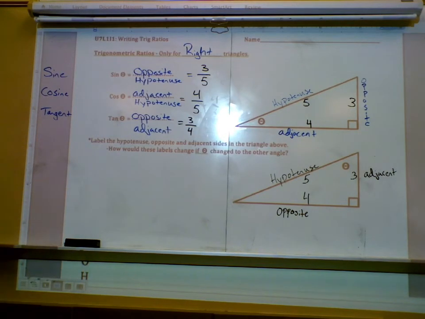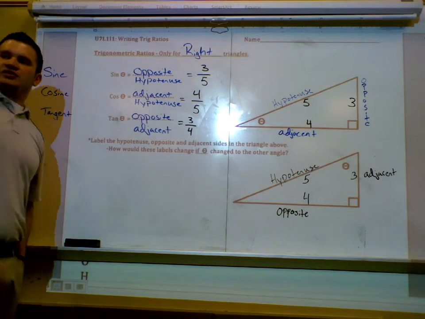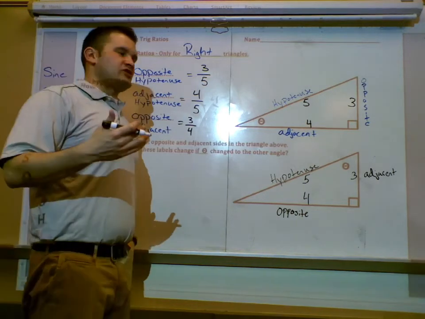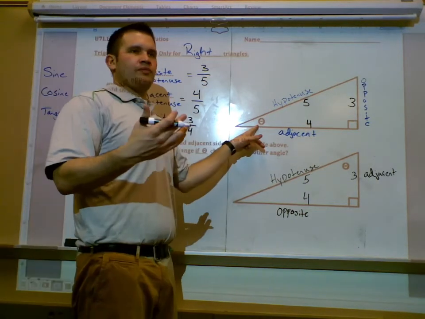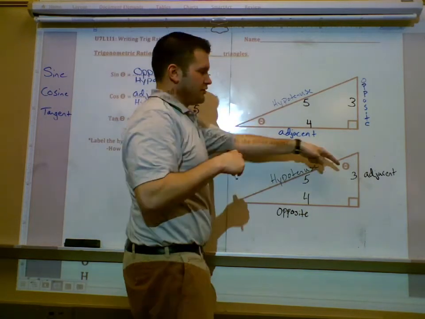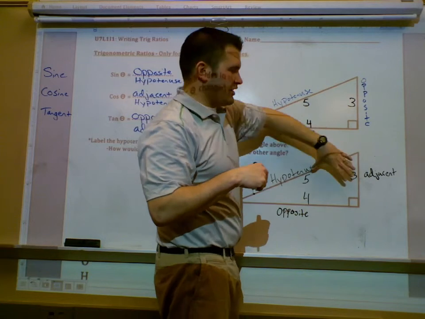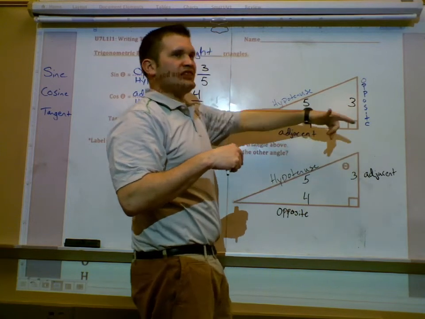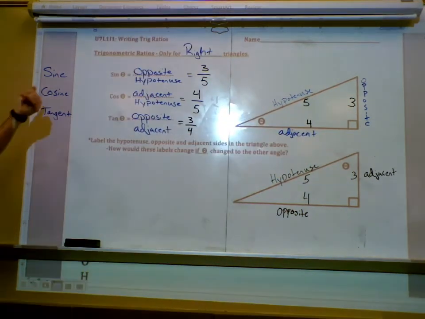Jamari, pay attention, please. So how do you know which one's adjacent, which one's opposite? Here's my angle, right? Opposite is the side that doesn't make the angle. And adjacent's the other one that's not that close. Just making sure, being thorough.